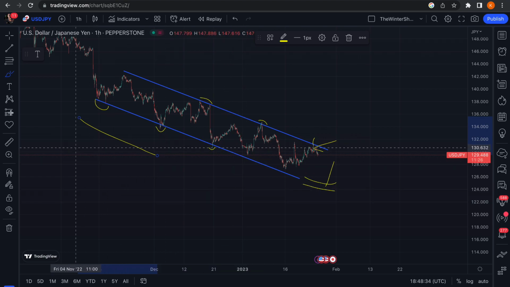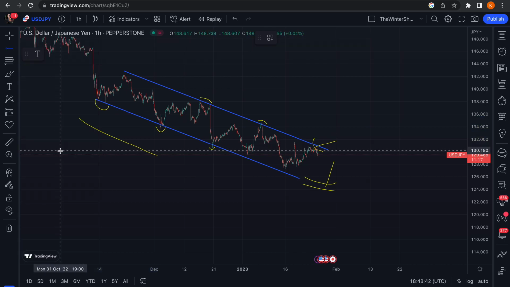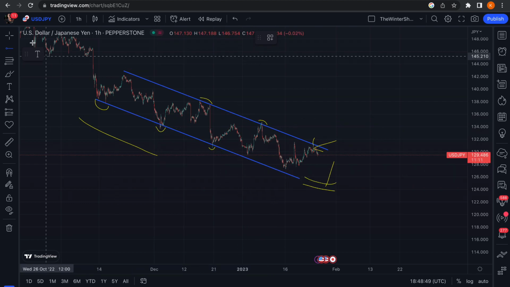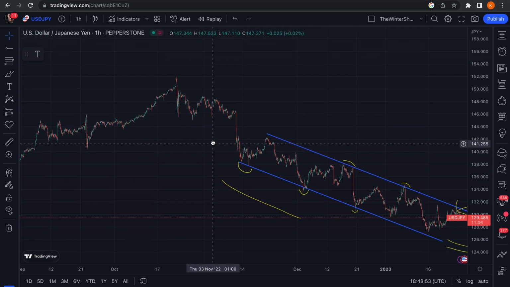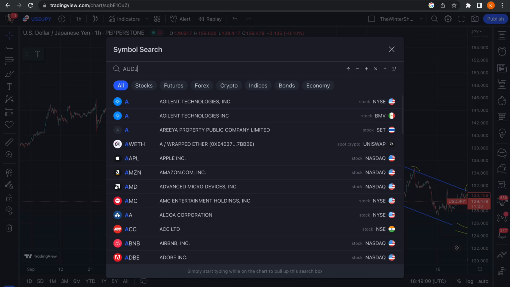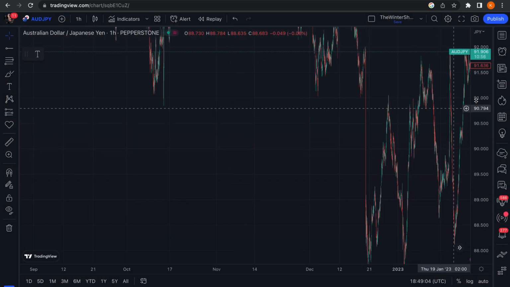Okay, so support and resistance zones. A support and resistance zone is just identifying a key point on that chart where the price has hit, retested, and pivoted. Hence the name support and resistance, because it's hit it, it's acted as support, or it's hit it and acted as resistance. Okay, so let me hop onto AUD JPY so we can get a better example.